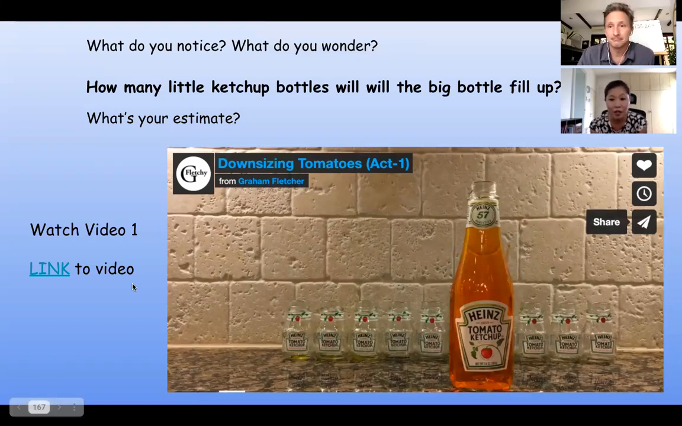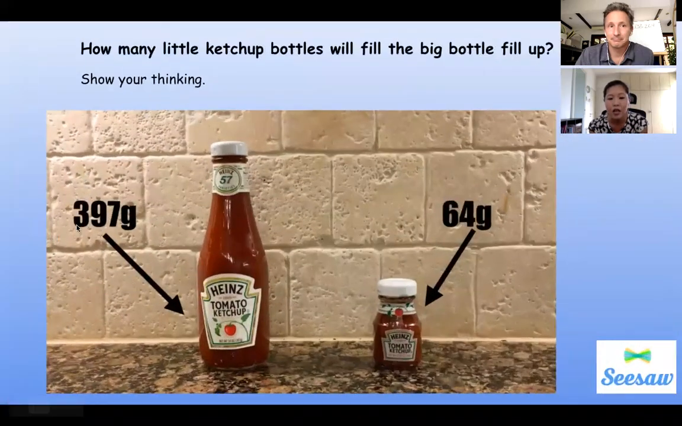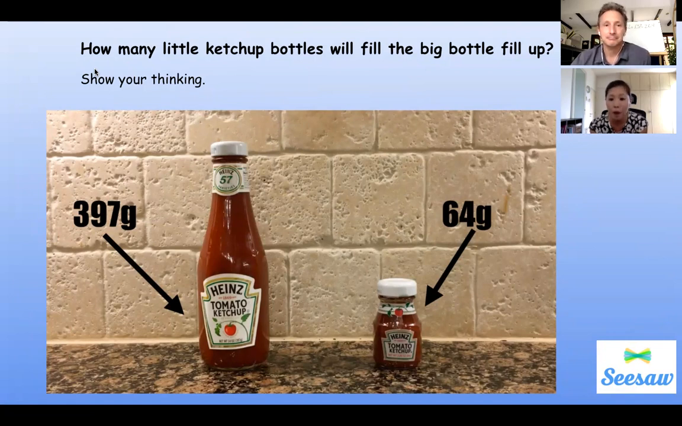We have additional information for you. Are you ready? Here we go. So these are the facts that we know. That big bottle can hold 397 grams of tomato ketchup. That teeny little jar that we saw holds 64 grams.